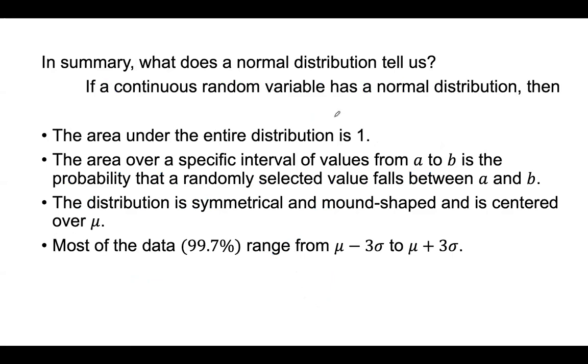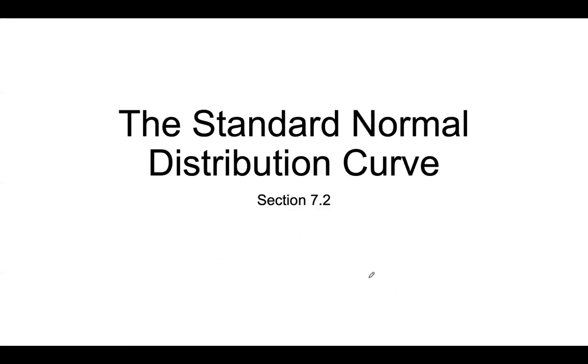In summary, what does a normal distribution tell us? If a continuous random variable has a normal distribution, then the area under the entire curve is 1, which we know. The area over a specified interval of values from A to B is the probability that a randomly selected value falls between A and B. The distribution is, of course, symmetrical in mound shape and is centered over mu. And most of the data, 99.7%, ranges from basically 3 standard deviations above or below the mean.